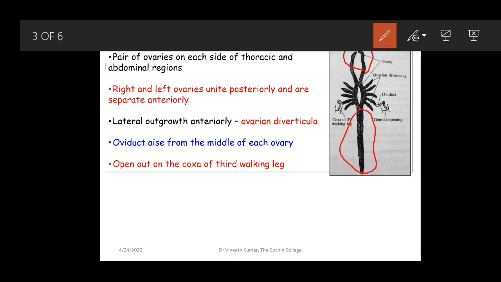As seen in the male, where we saw outgrowths from the testes called the testicular diverticula, here also you can see an outgrowth from both the ovaries, which is called the ovarian diverticula. The duct called the oviduct, through which the eggs come out, is seen somewhat in the middle of the reproductive system. The oviduct comes out through one of the ovarian diverticula, as you see in this diagram, and the genital pore or genital opening can be seen in the coxa of the third walking leg. So it is through this opening at the third walking leg that the ova are released from the ovaries.